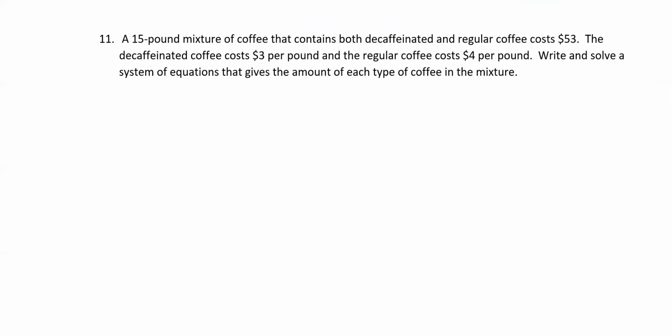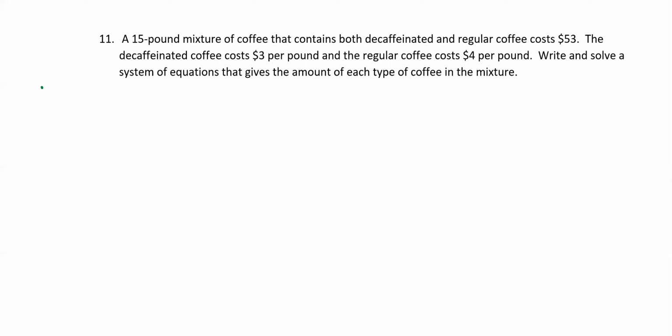And finally, number 11. A 15-pound mixture of coffee that contains both decaffeinated and regular coffee costs $53. The decaffeinated coffee costs $3 per pound, and the regular coffee costs $4 per pound. Write and solve a system of equations that gives the amount of each type of coffee in the mixture.